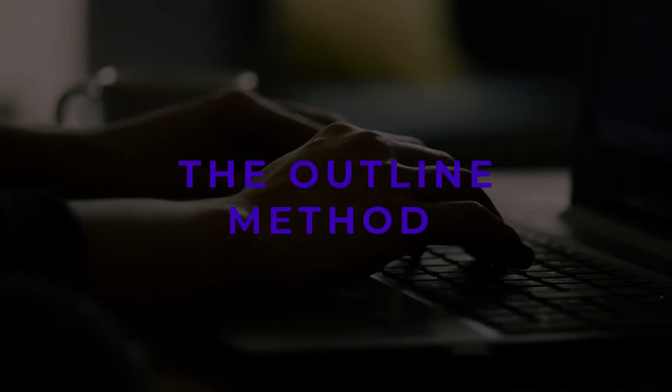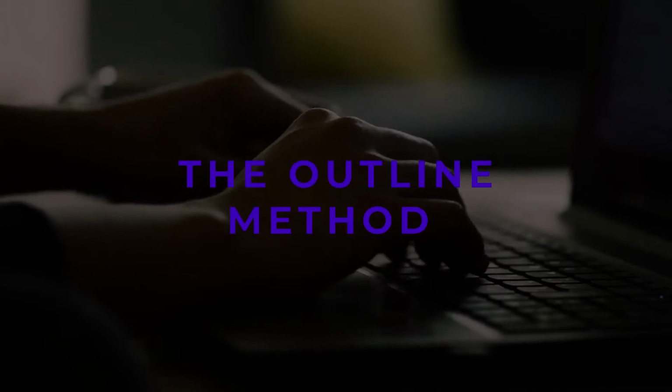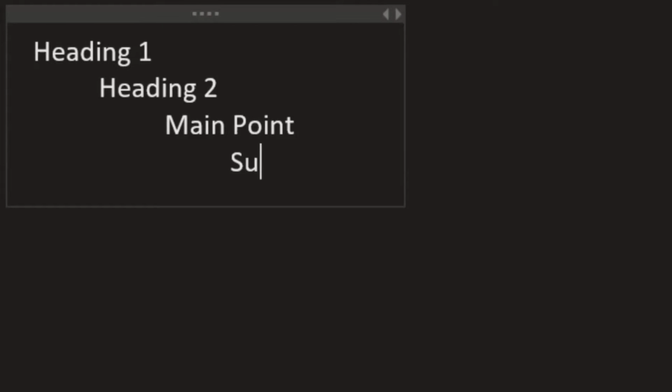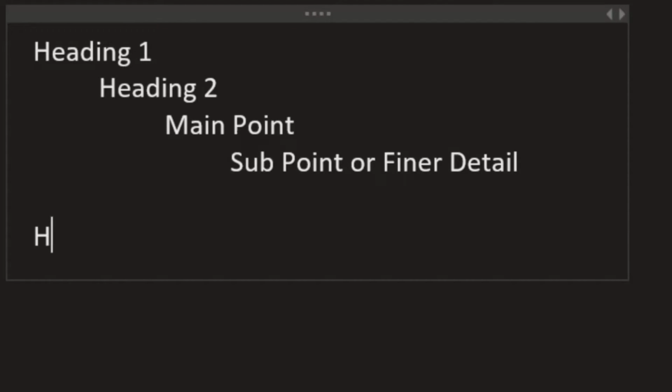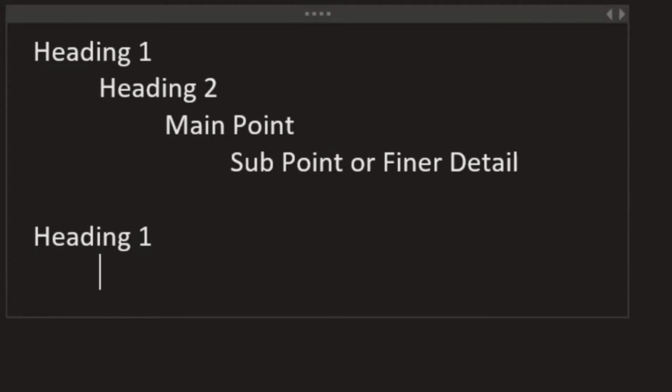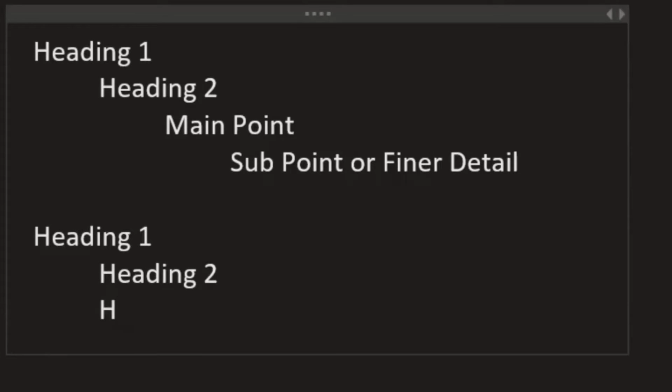Our first method is the outline method. This is a technique you may have used previously in some form. This method is essentially outlining and organizing concepts within a topic. The main heading or point is positioned to the far left, with cascading lines below, linked to gradually decreasing importance. The finer the detail within the topic, the further to the right.